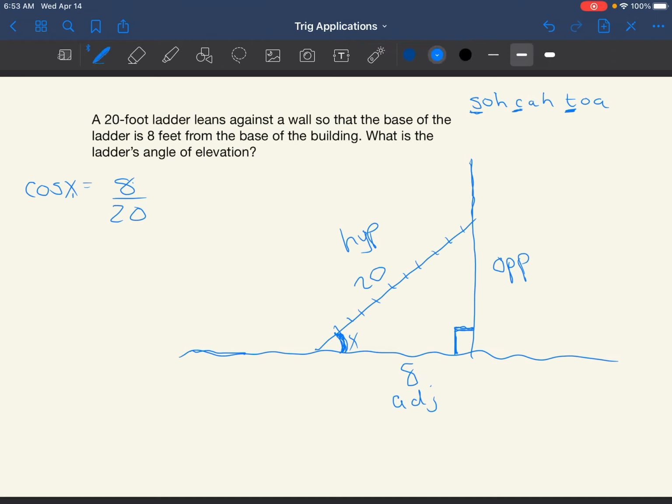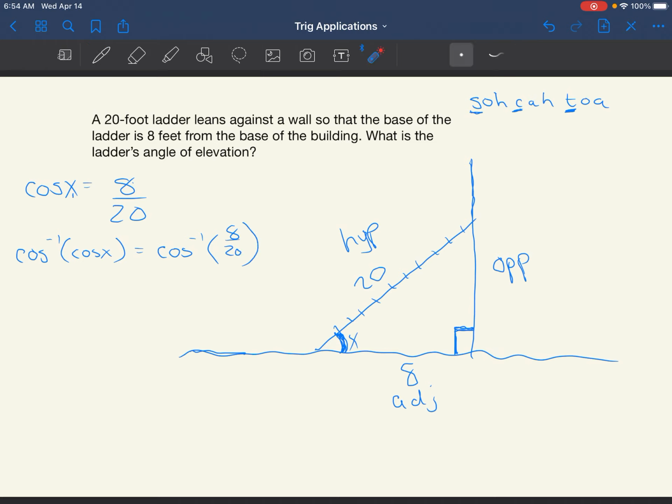So let me show you how that looks. Inverse cosine looks like this: cosine -1. That's a little exponent. Cosine -1, that's inverse cosine. I'm going to go cosine -1 of cosine x. What I do to one side, I have to do to the other side. So I'm also going to take the inverse cosine of 8 over 20.